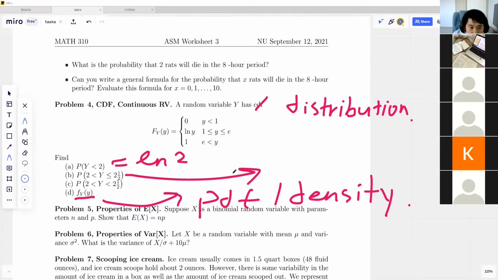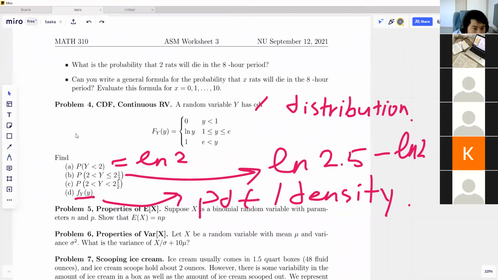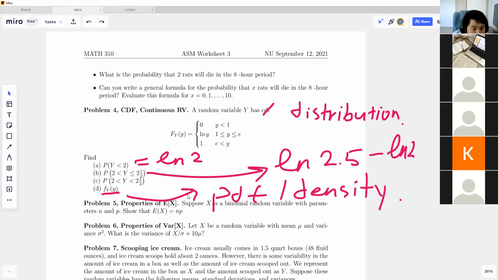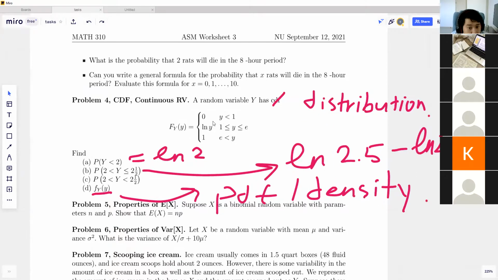ln 2.5 minus ln 2. Yes, absolutely right. So this is ln 2.5, we still didn't pass this point of 2.7, minus ln of 2. Okay, now again, we said that this being strict or non-strict doesn't matter. So this is the same as 2.5 minus 2 as the previous one. Now, well, I believe we didn't mention that before, but to find the PDF from the CDF, we simply take the derivative of the CDF. So in this case, the PDF will be given as 1 over y. So the PDF will be given as 1 over y. Okay.